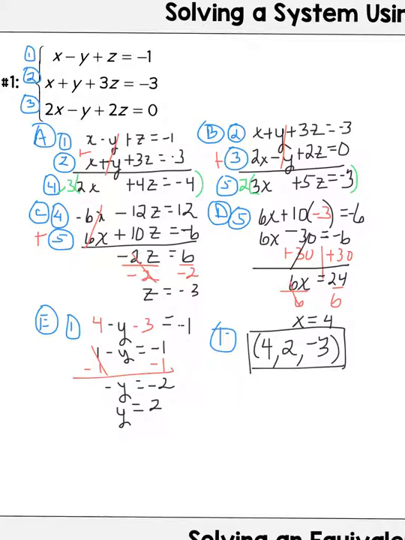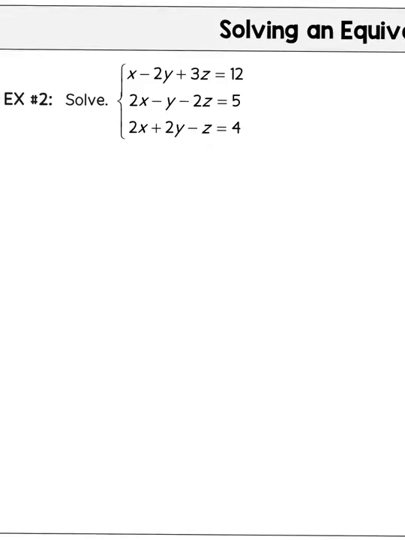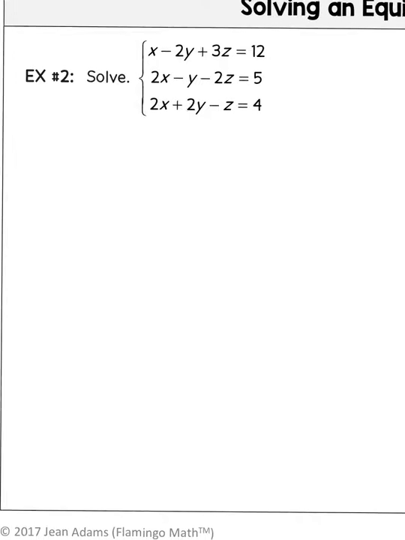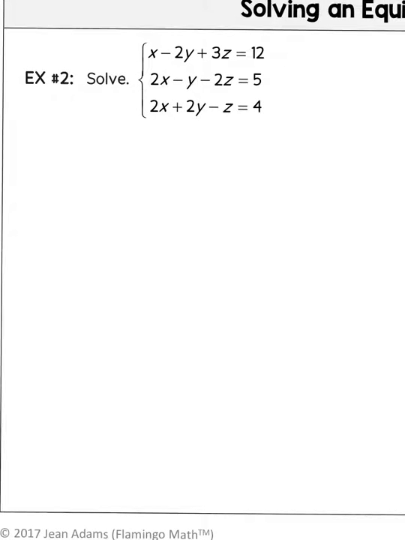So you could check this. You could go into each of these three equations and plug in 4 for x, 2 for y, and negative 3 for z, and see if you get these values. I'm not going to take the time on the video to do that, but if you wanted to check, you could. So then we're going to go on to example 2. So moving this up, example 2. So just going to go through the same process again, just with different equations. So I'm going to start renumbering my equations.